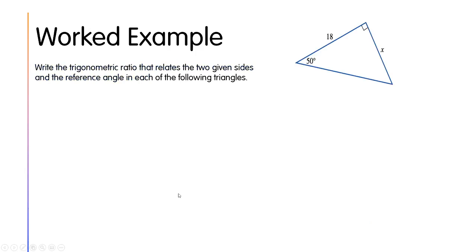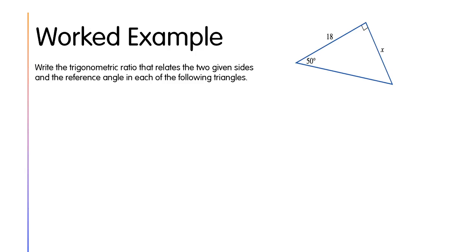Here's a second worked example, and most of your examples, once we start moving on, are going to look more like this. They're going to have an unknown somewhere in there, and we're going to have to work that out. We will be doing that next lesson. For now, we just need to work out which side goes into which part of the ratios.